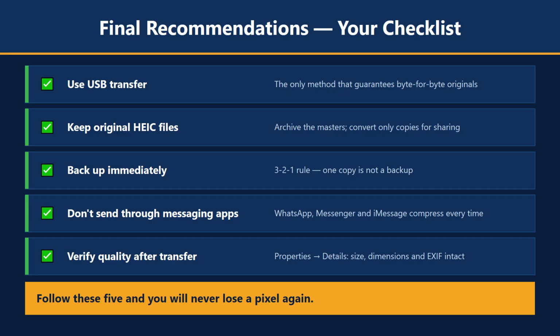OneDrive and Google Photos are convenient, but Google's storage saver setting compresses aggressively. Always check it. An external SSD is the best long-term archive, though it's a second step rather than a transfer method. Pause the video here if you want to read the whole table.